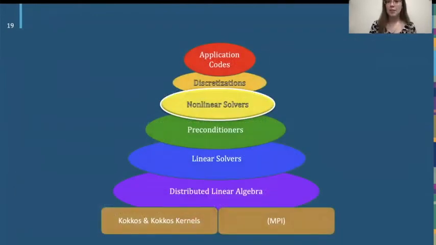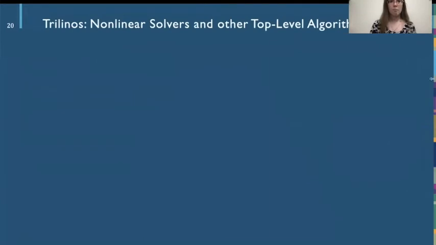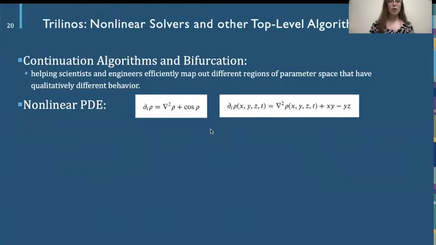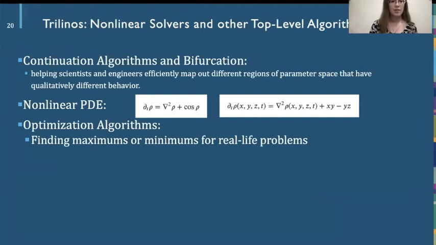Moving on to nonlinear solvers and friends. We have continuation algorithms and bifurcation algorithms, which help scientists and engineers to choose which regions of their parameter space are important. In other words, they can use these algorithms to pick which sets of parameters in my equations are most important to study, which ones have different behavior from other sets of parameters. We use these nonlinear solvers to solve nonlinear PDEs, examples of which are here.